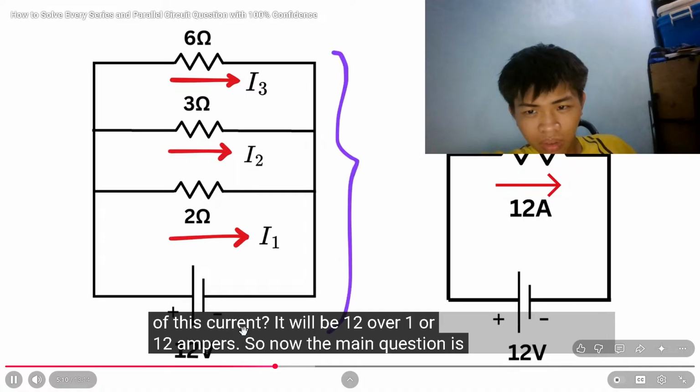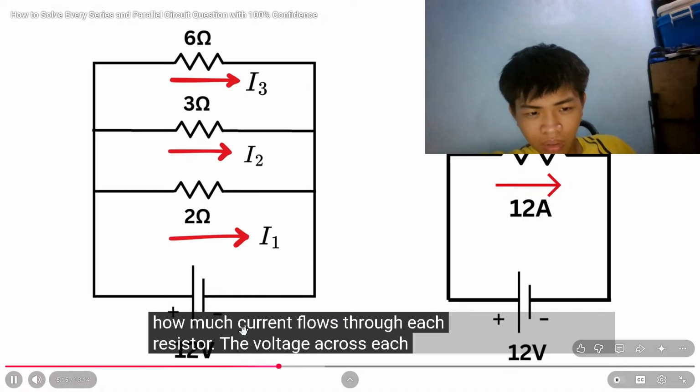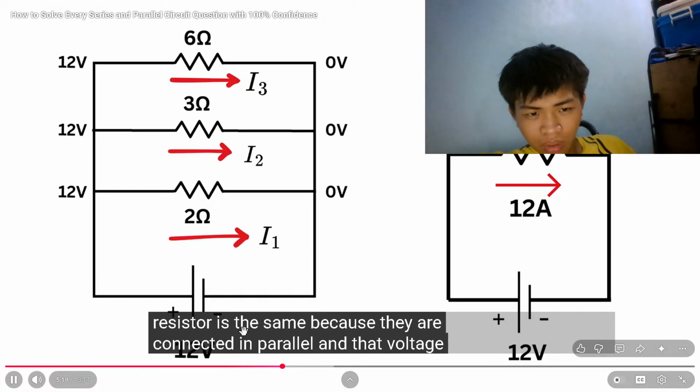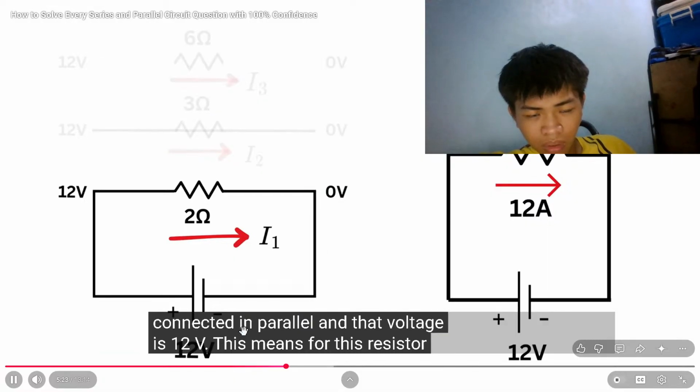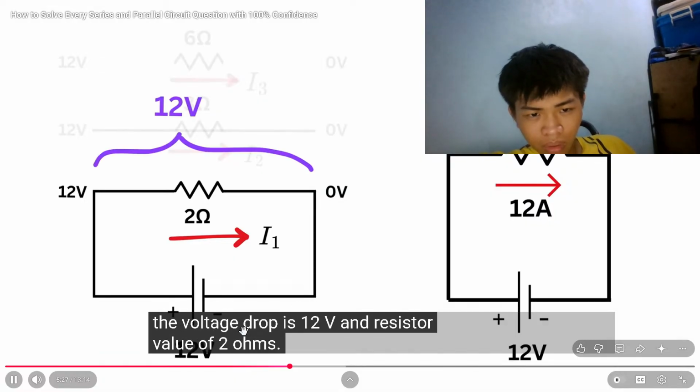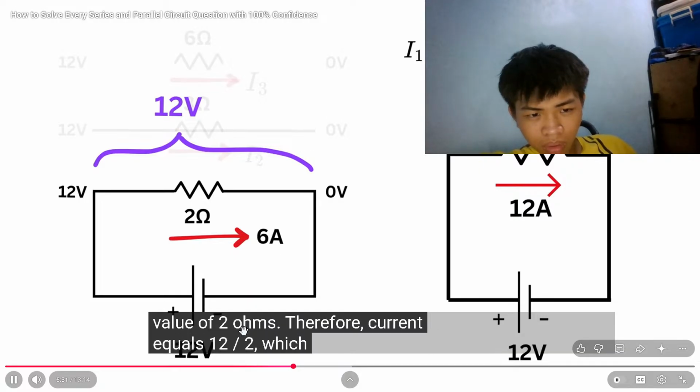So now the main question is, how much current flows through each resistor? The voltage across each resistor is the same because they are connected in parallel, and that voltage is 12 volts. This means for this resistor, the voltage drop is 12 volts, and resistor value of 2 ohms. Therefore, current equals 12 divided by 2, which is 6 amperes.